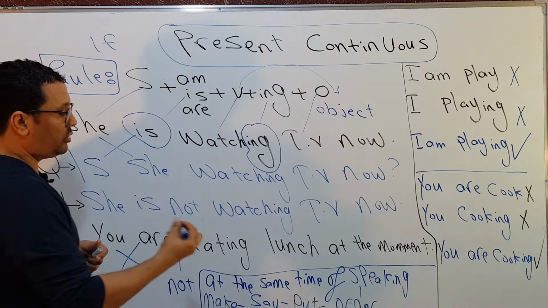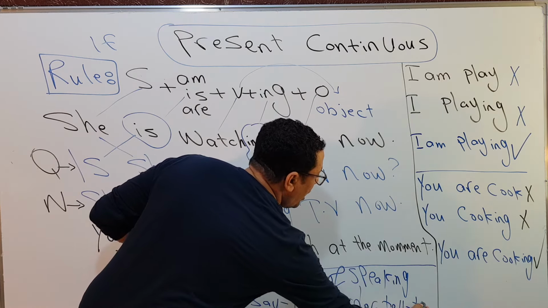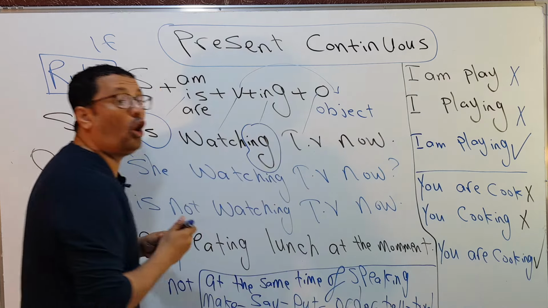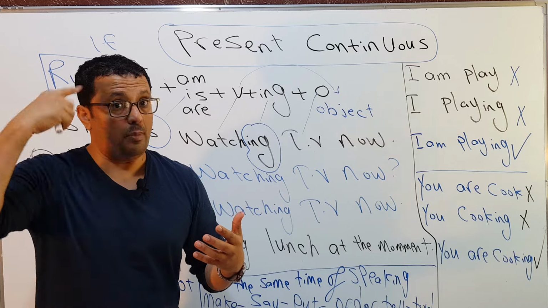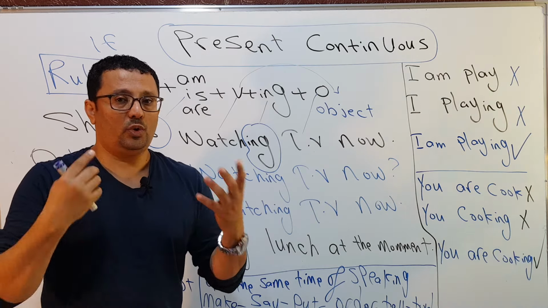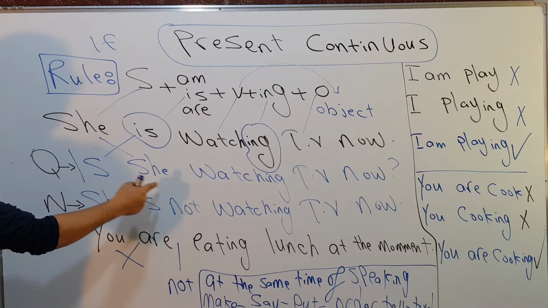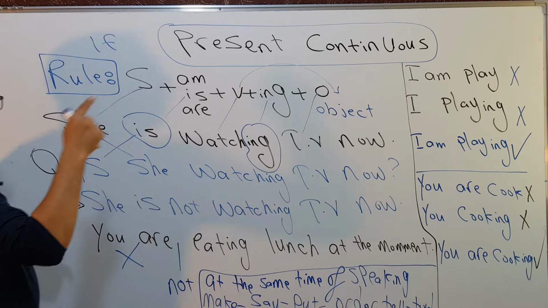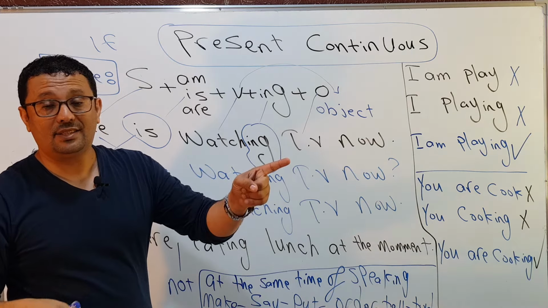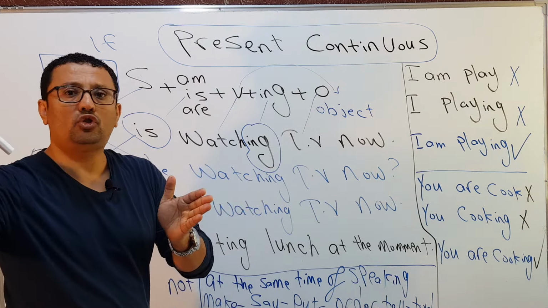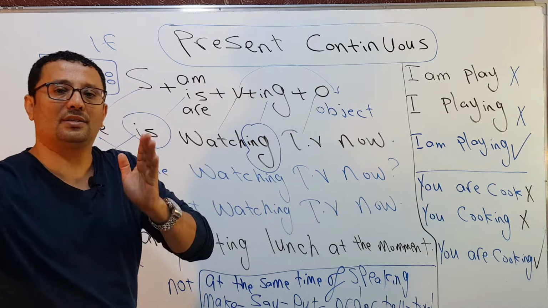I told you in level one, if you remember, that the question is made by reversing: she is becomes is she, you are becomes are you, they are becomes are they, Ali is becomes is Ali. We continue.